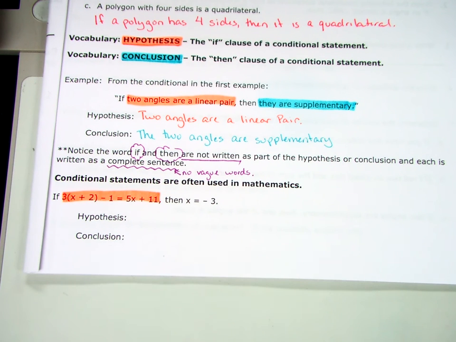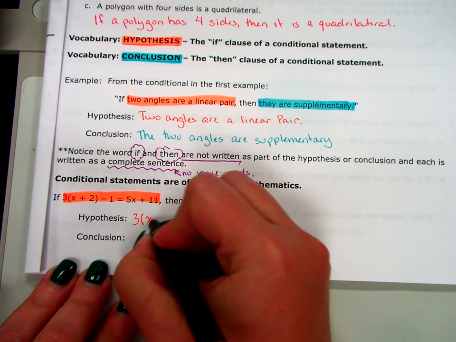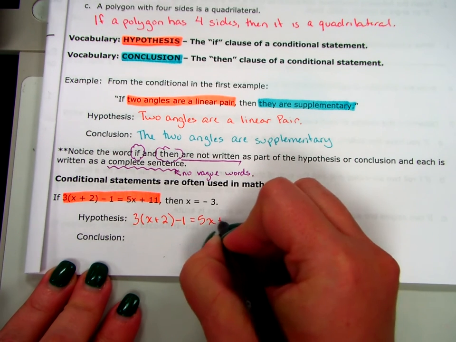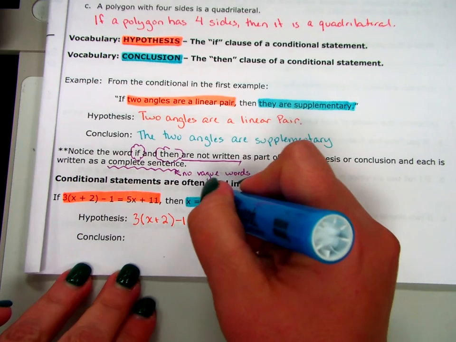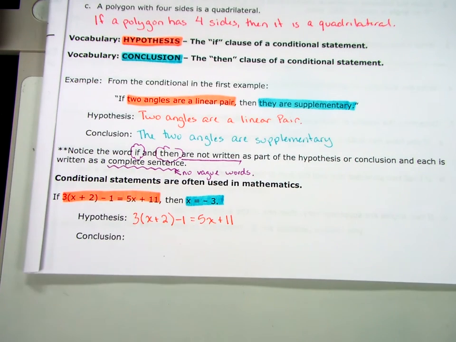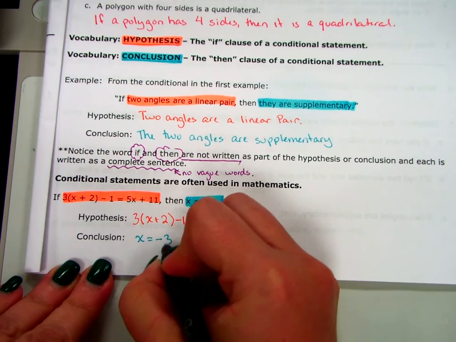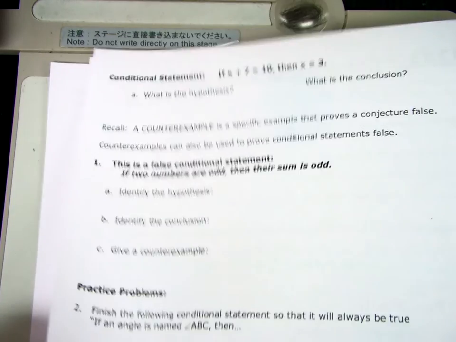And you don't have to write it out in English like a sentence. If we're in math class, you can absolutely just write 3 times x plus 2 minus 1 equals 5x plus 11. And what's my conclusion? X equals negative 3. That's a sentence. Okay. Question? Okay. Let's do some more examples.